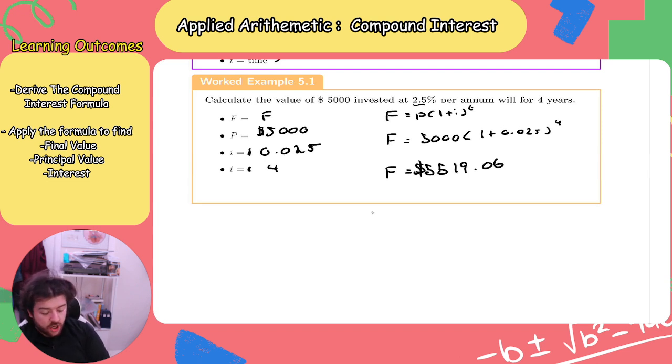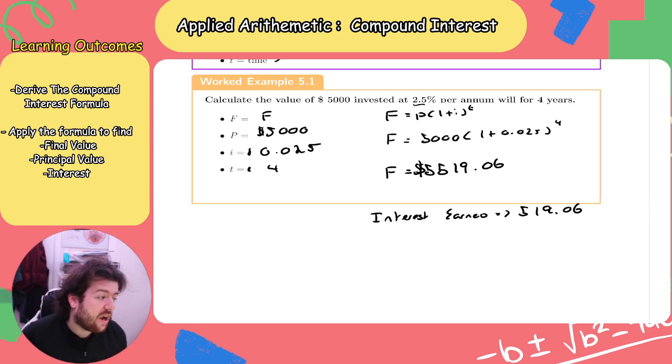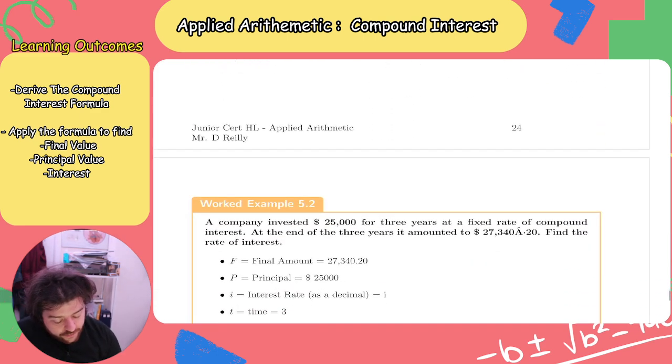So my interest earned in this case was $519.06. That was my interest earned. So that's how much money I got for investing that €5,000. Now, it doesn't seem like a lot. You probably could have more smartly invested that €5,000 if you would have got 500 back after 4 years. But sure, look, free money, and we're not going to turn our nose up at free money. No one is too good for free money.